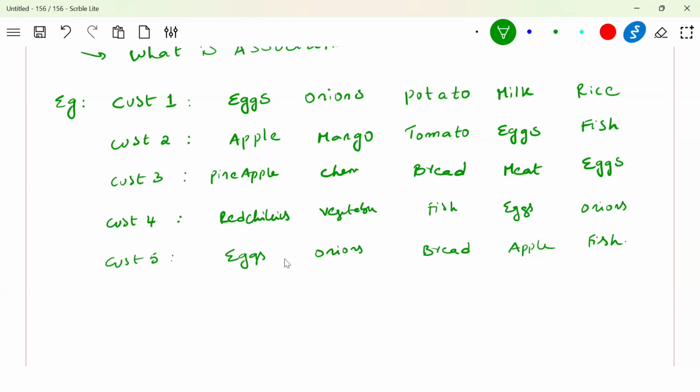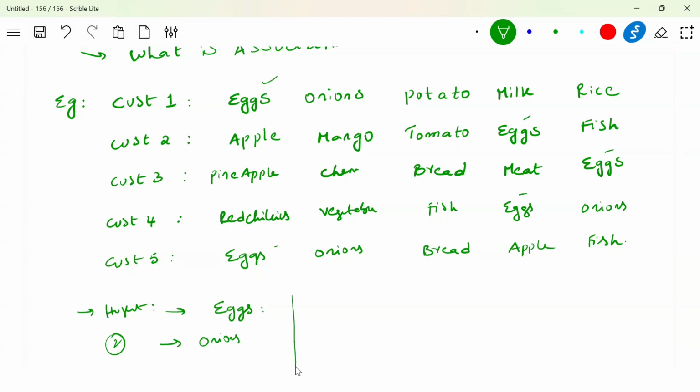Okay. So now the thing is, looking at this data, could you tell me what is the highest sold product? Eggs. So in our supermarket, what is the highest sold product? Fine. So what is the second highest sold product? Onions. Okay, fine.